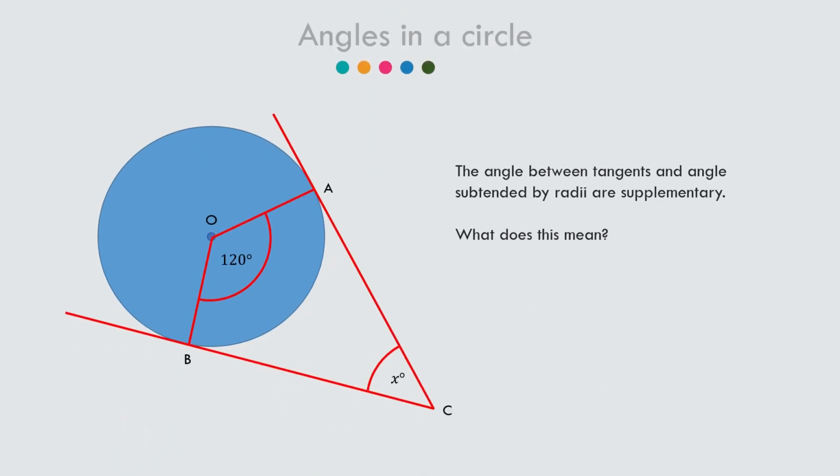Another interesting thing about circles is that when you draw two radii and their tangents, the two angles always add up to 180 degrees. You can see in this example here, the angle in the centre of the circle is 120 degrees. So the missing angle x must be 180 degrees minus 120 degrees, which gives us 60 degrees.